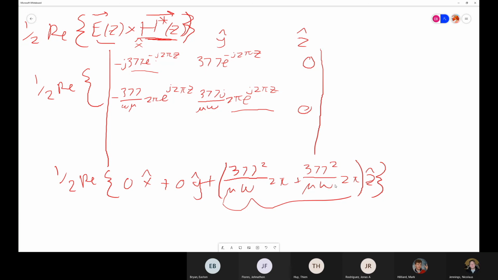So for S average, I think you should end up with 377 squared over 2 pi. And that's your power. And then I'm sure he wants you to plug in for omega, which is 2 pi f, and that's given.